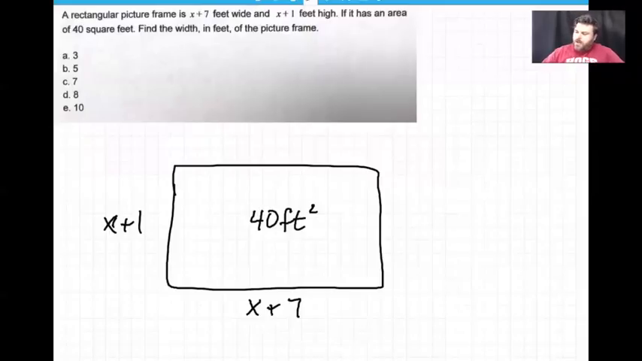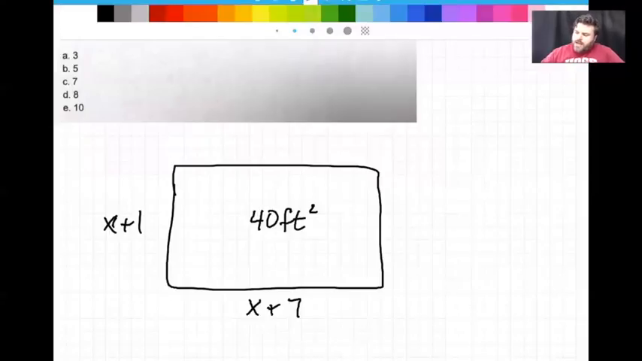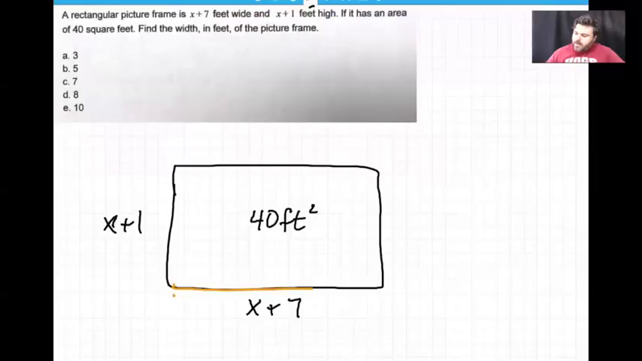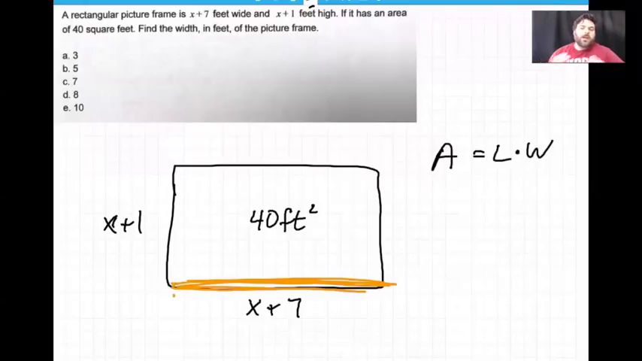So basically, what I want to know is how wide is this thing? This is the thing I want to know. That's my ultimate goal, to find that length. So this looks like an easy problem. The area of a rectangle is the length times the width. So fill in everything that you know with this formula.